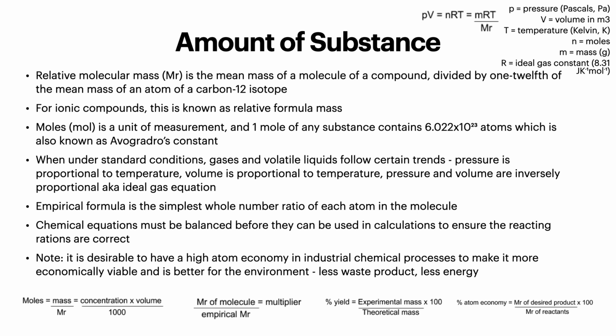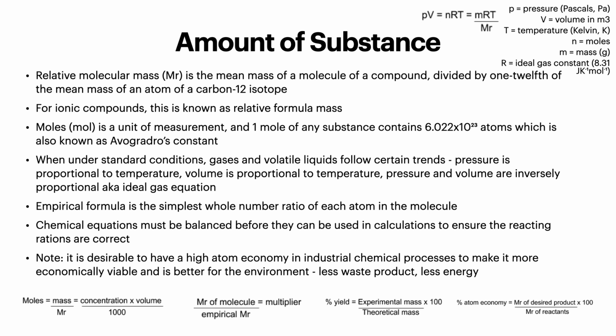So obviously you can see here all the key equations at the bottom. So moles is mass over Mr, or also concentration times volume divided by 1,000. And also as part of figuring out the ratio, the Mr of the molecule divided by the empirical Mr gives you the multiplier. You've got percentage yield, which is one thing that may be asked, and also percentage atom economy.